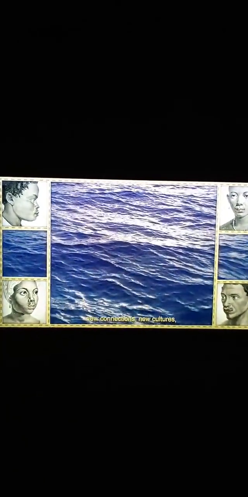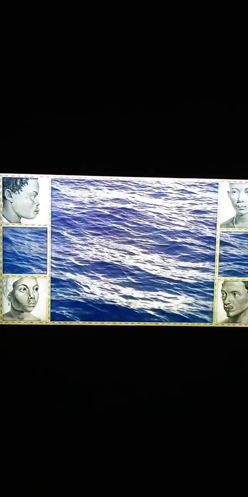The transatlantic slave trade was built on profit and human suffering. Despite the harsh reality of the inhumanity of enslavement, enslaved people, forcibly dispersed throughout the Atlantic world, created something more: new connections, new cultures, and a rich African diaspora.